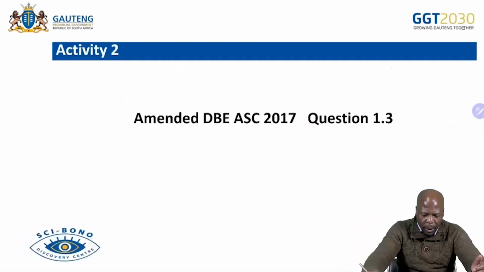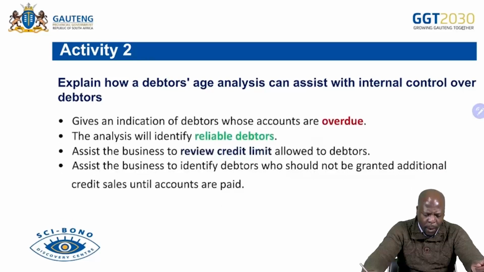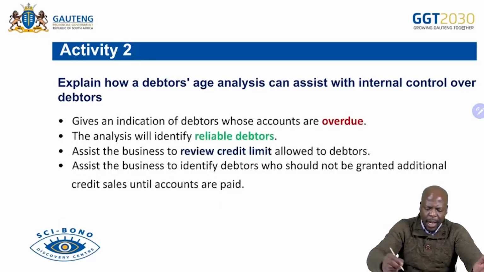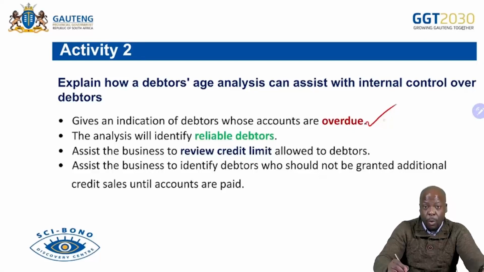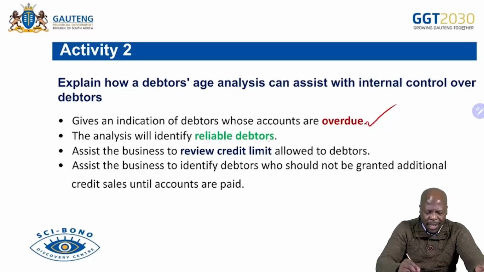Okay, now I want us to come now to the next paper, which is the amended DBE 2017, question 1.3. Question on activity 2, it says, explain how a debtors age analysis can assist with internal control over debtors. How does it help? Number one, it gives an indication of debtors whose accounts are overdue. Okay, we've seen that already. It also gives an analysis that will identify reliable debtors.